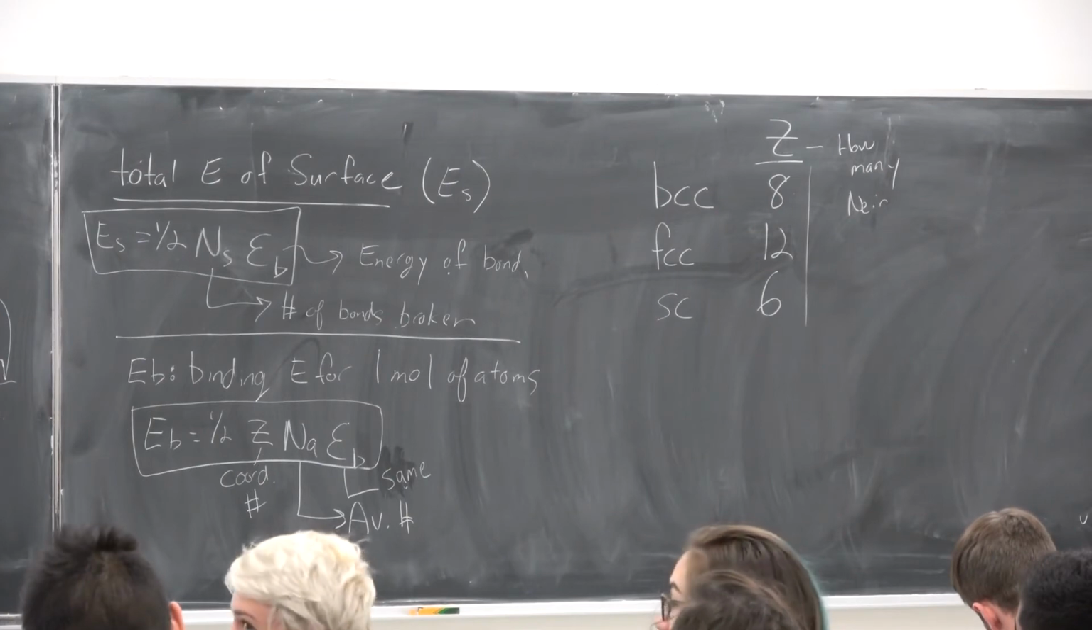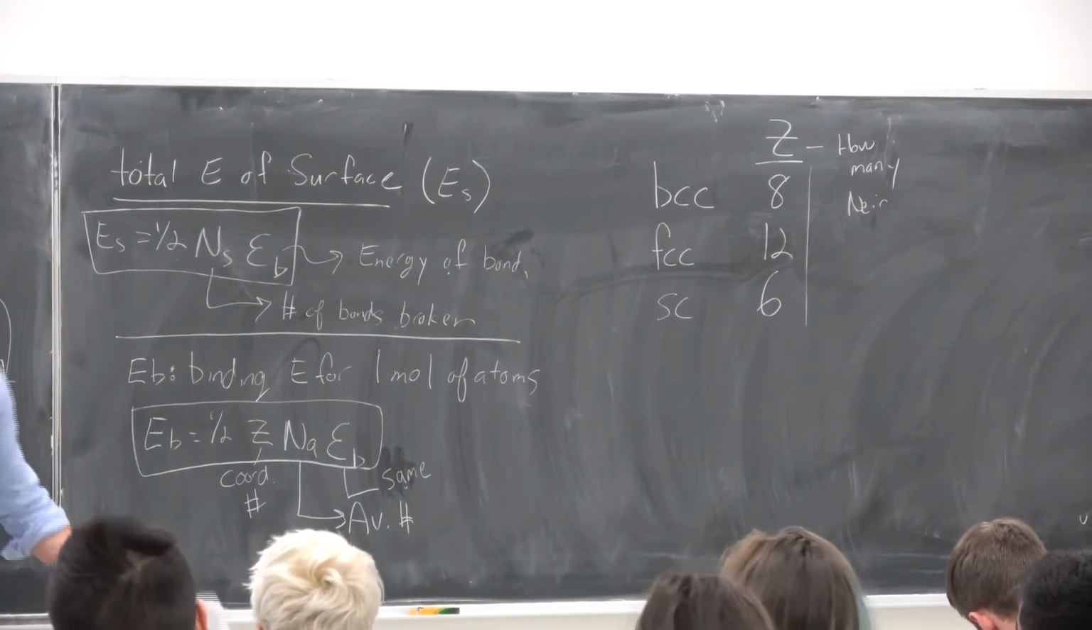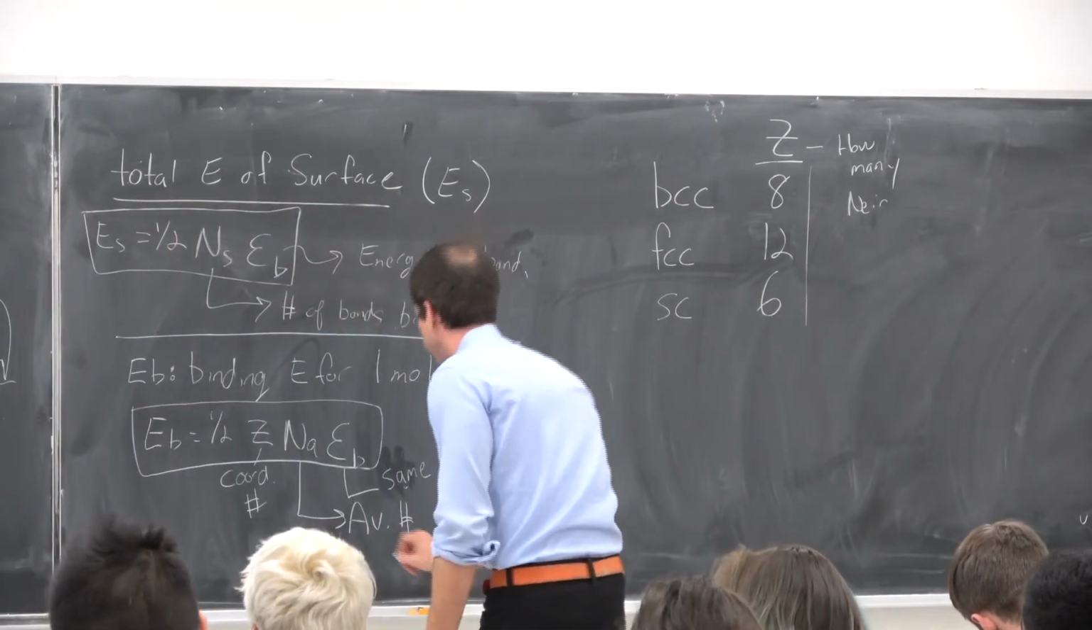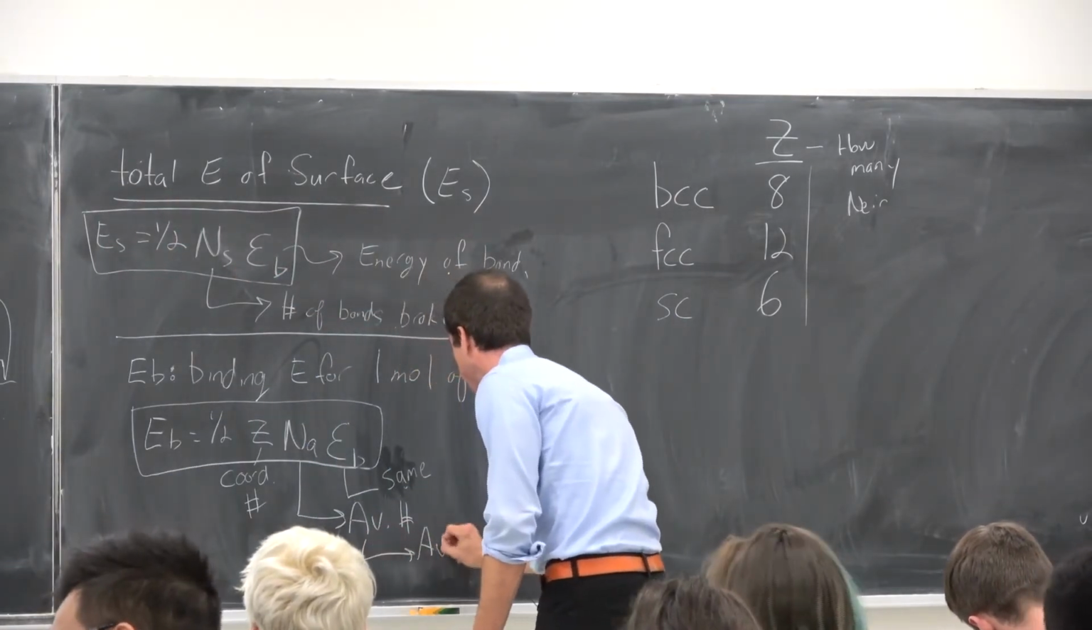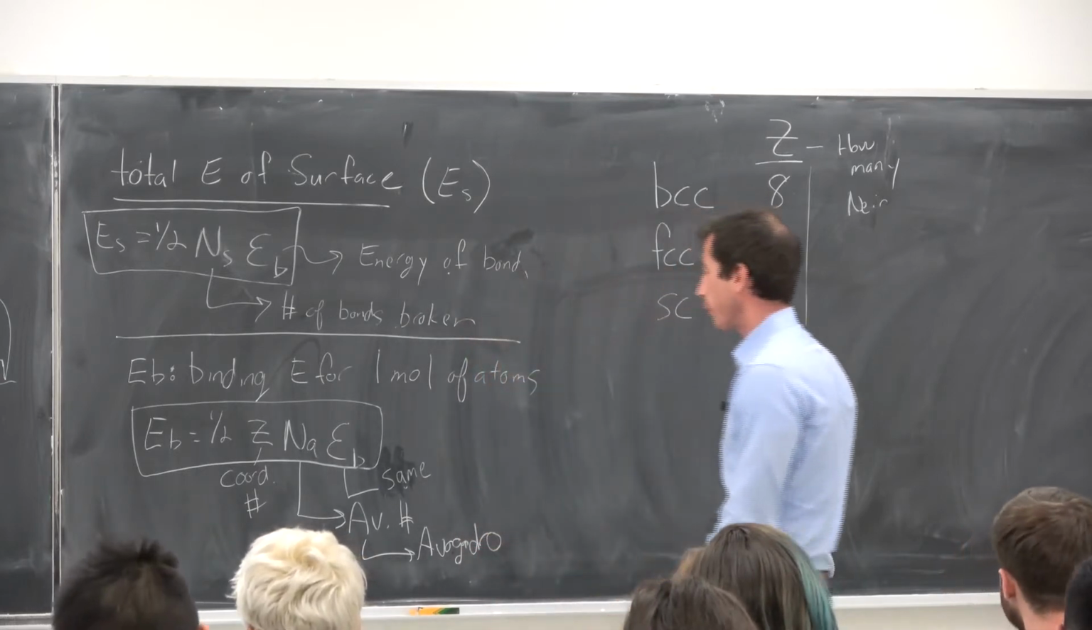So in context of that, what do you mean by average number? That's Avogadro's number. Avogadro's number. Yep, good old Avogadro's number.